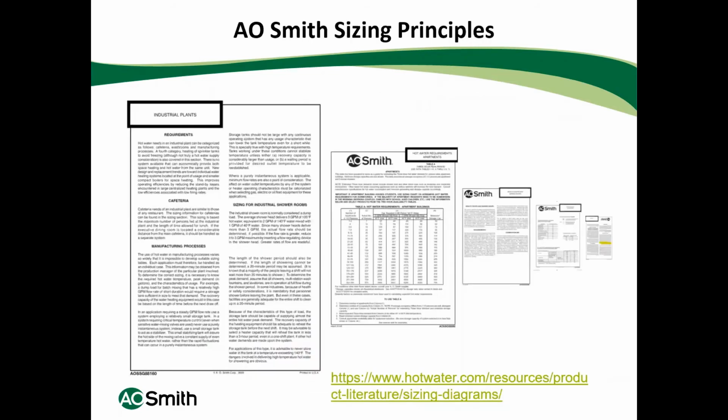There are also some documents that AO Smith developed. I'm going back 20 years now, but I find them very useful. They're on hotwater.com, on our US site under Resources, and then Product Literature, where you'll see sizing diagrams. ATS is going to post those in a blog so you can have quick access to them after this is over. The one highlighted there, industrial plant, explains what to do.